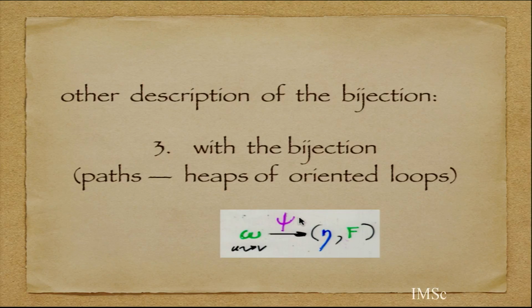Now another description. Again, there is another bijection in the class, the bijection psi, between paths and heaps of what I call oriented loops. And instead of a self-avoiding walk on the top, there is a trail, which means a self-avoiding trail. There is an oriented path, and you never go twice on the same oriented edge.